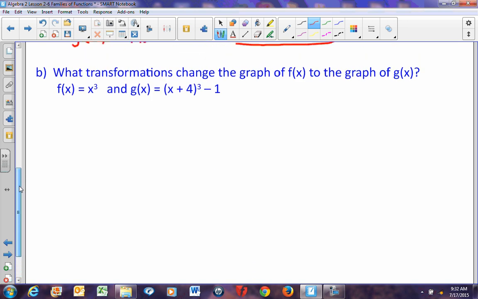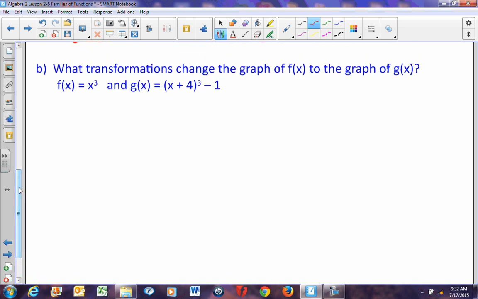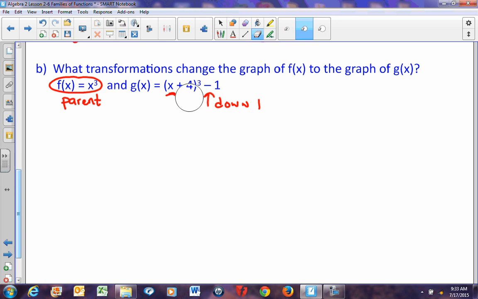Take a look at the second one. Transformations change the graph of f of x to the graph of g of x. We have f of x equals x cubed and g of x equals x plus 4 quantity cubed minus 1. So now they gave us the equation, and we have to say what happened to it. Right? This is my parent function right here. So I need to see what happened. Okay? This right here tells me it went down 1 unit. That right there tells me it went left 4 units.